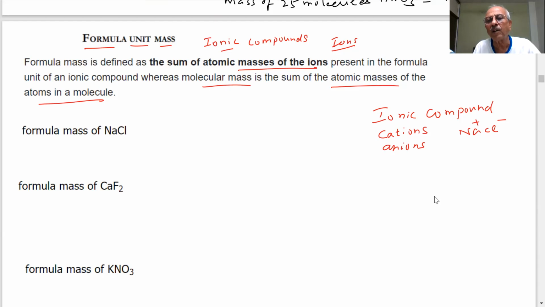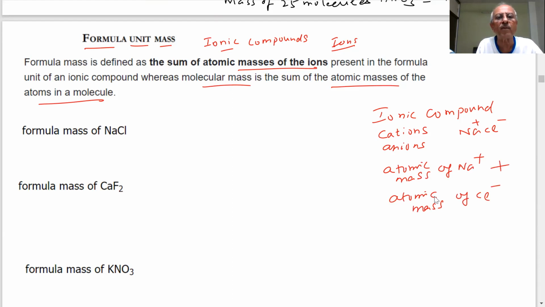So if I want to find the formula unit mass of NaCl, I have to know the atomic mass of Na plus and also the atomic mass of Cl minus ion. If I add the two, then I will get the formula unit mass. And we already know this does not exist as a discrete molecule. There, one sodium ion attracts many chloride ions, and one chloride ion attracts many sodium ions. But for calculation, I will take the atomic mass of sodium ion and chloride ion.